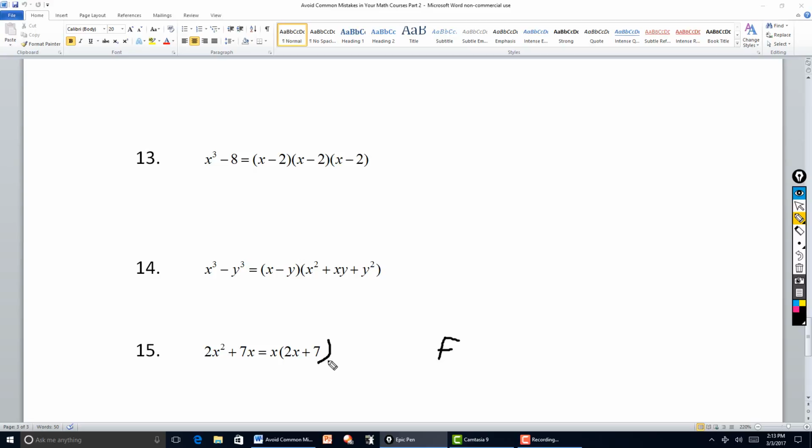So sometimes it might not matter. I mean, if you have 2x plus 7, like that, plus y. If you leave these parentheses off, that's not going to change that. That's still going to be the same thing because you can't combine these anyway. 2x plus 7 plus y. Okay? But in this case, if you leave out this parentheses, this x is only multiplying the 2x, not the 7. Okay? So, careful with parentheses.